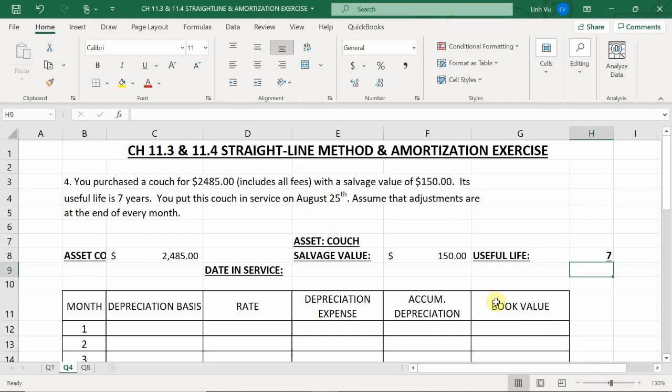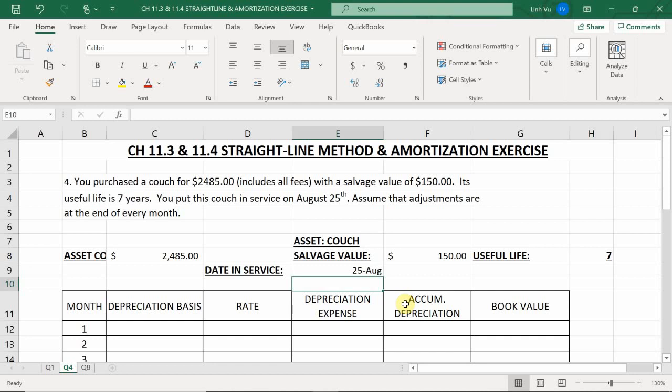I'm a little confused. I thought you said that they didn't have salvage values, or am I confused? That's for intangible assets. We're still on depreciation. Okay. So in this case, date that I placed into service? August 25th. So what does that tell me? You start in September.